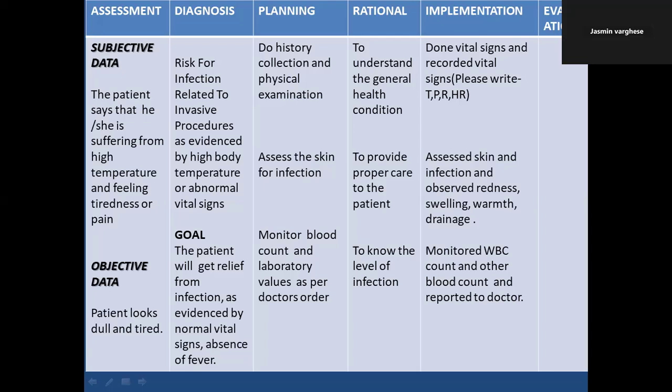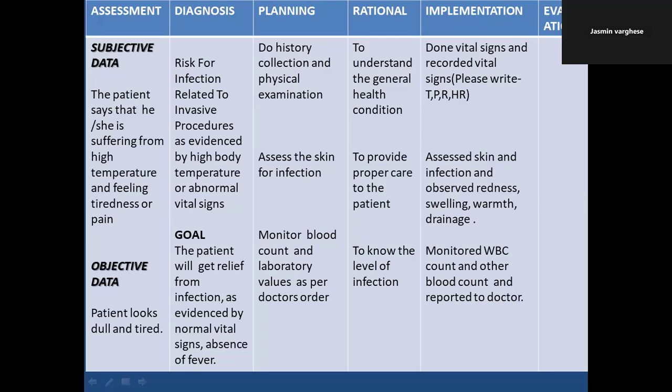Then assess the skin for infection. That is the second planning. For what? To provide proper care to the patient. In implementation, assess the skin for infection and observe redness, swelling, warmth, and drainage. Next thing is monitor blood count and laboratory values as per the doctor's order.